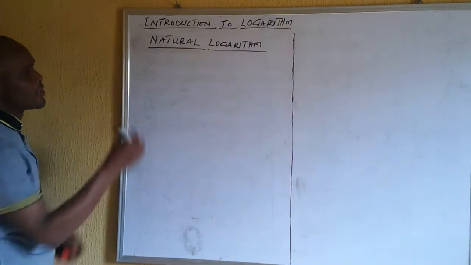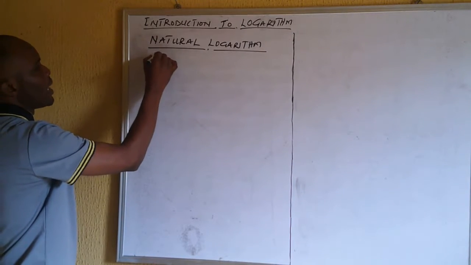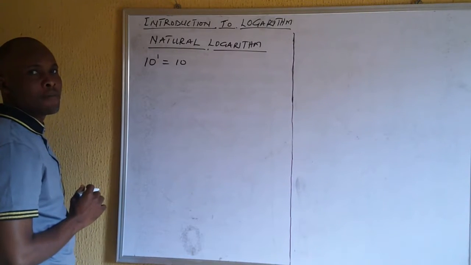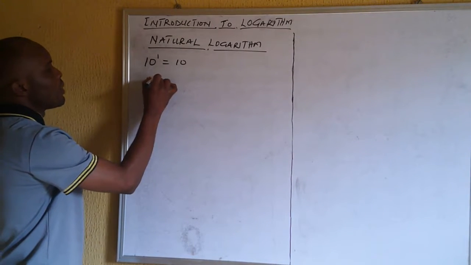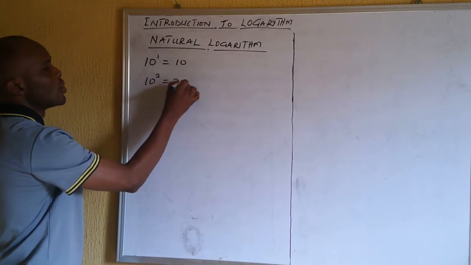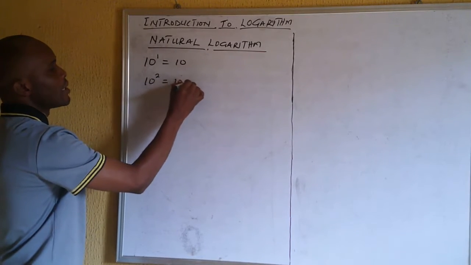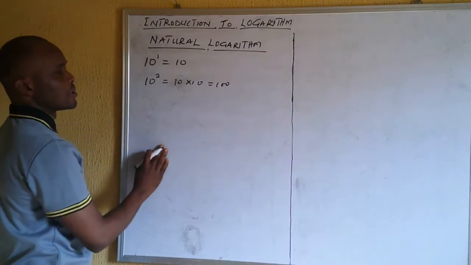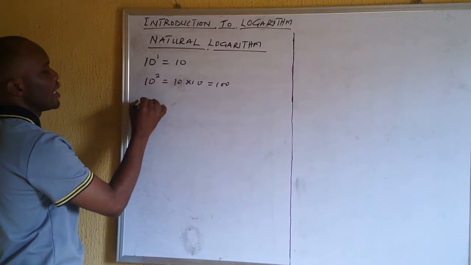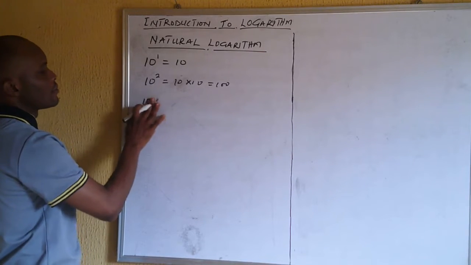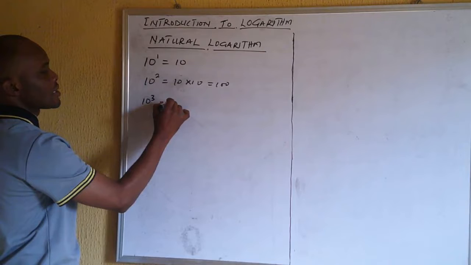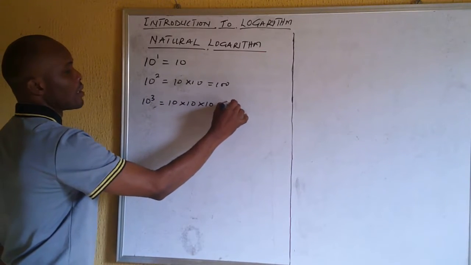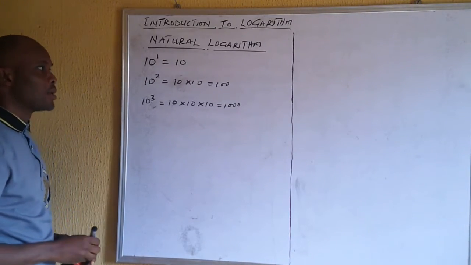Now, take a look at this. When we have 10 raised to the power of 1, this is the same thing as 10. When we have 10 raised to the power of 2, this is the same thing as 10 times 10, which will give you 100. Also, if we have 10 raised to the power of 3, this is the same thing as 10 times 10 times 10 equal to 1,000. That's what we call this natural log.